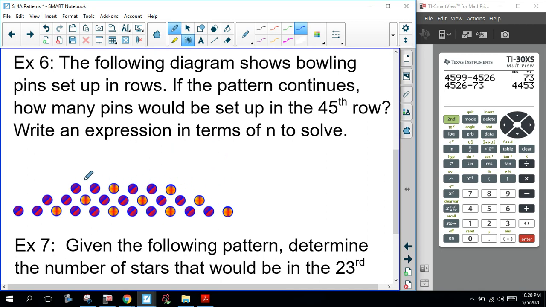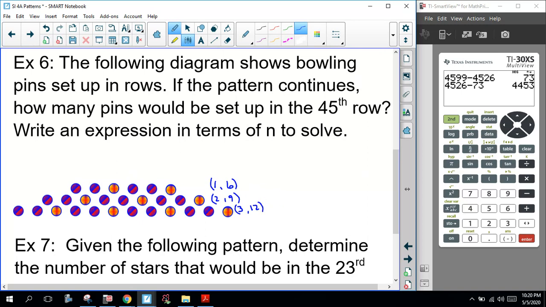Well, here's row 1. And in row 1, I've got 1, 2, 3, I've got 6 pins. So really, that's the ordered pair of 1, 6. And in row 2, if we count those out, 3, 6, we got 9 pins. So that's really the ordered pair 2, 9. And so on and so forth. The next one here, this is really the ordered pair of 3 and 12. 12 pins in that row.